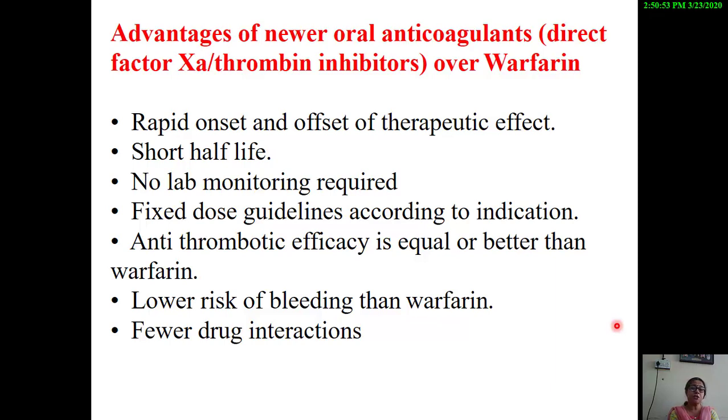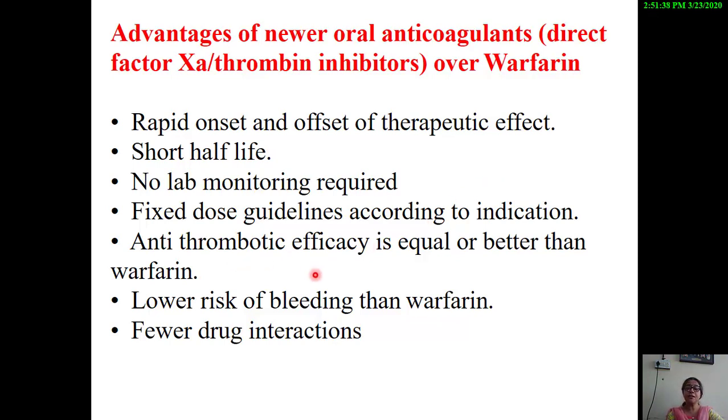However, even though dabigatran has a much faster onset as compared to warfarin, we do not require this bridging in the case of the direct factor 10A inhibitors. Warfarin has a half-life of roughly about 50 hours or so, and all of these have relatively short half-lives. No lab monitoring is required in the case of these agents, whereas monitoring with the use of international normalized ratio is required in the case of warfarin. There are fixed dose guidelines according to indications in the case of these agents. With warfarin also, the indications are regulated with the INR recommendations, which will modify the dose of warfarin.